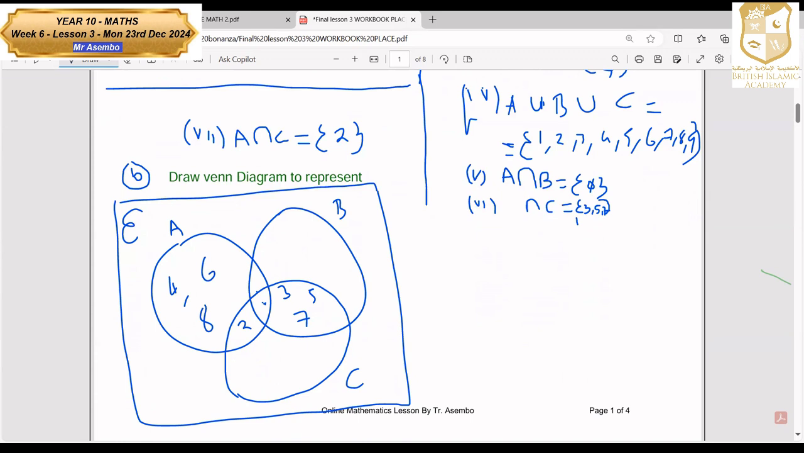Now, do we have the ones remaining in B? Yes. Which ones are remaining in B? 1 and 9. Okay. Do we have anything remaining in C? No. So that's how we present it. That is how we present it.